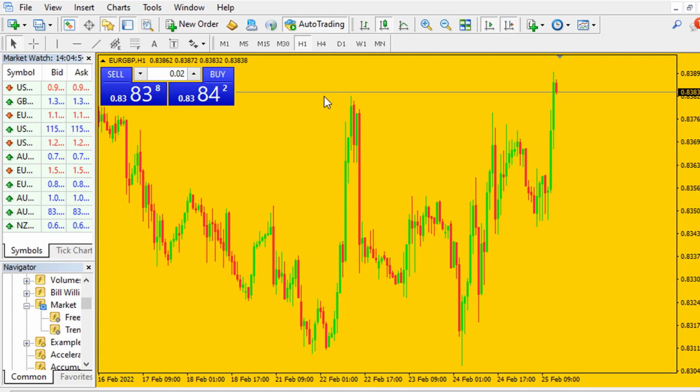This means that with the help of this indicator, you will be able to understand where you need to set up your SL and TP. So let's start the video without wasting time.